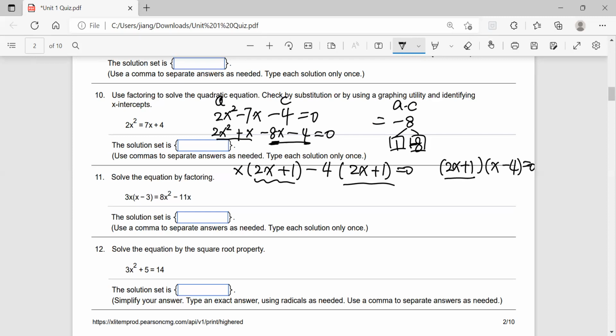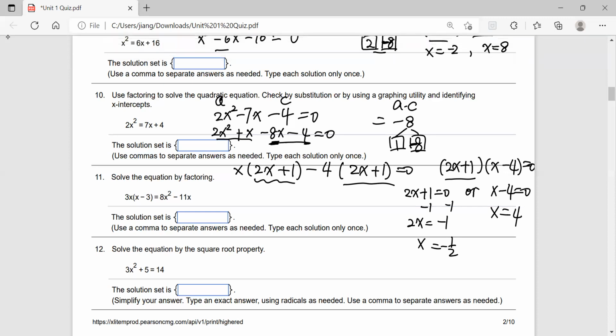And solve them separately. So 2x plus 1 equals 0, or x minus 4 equals 0. So here, subtract 1 both sides. 2x equals -1, and x is -1/2. And here x equals 4 because add 4 both sides.